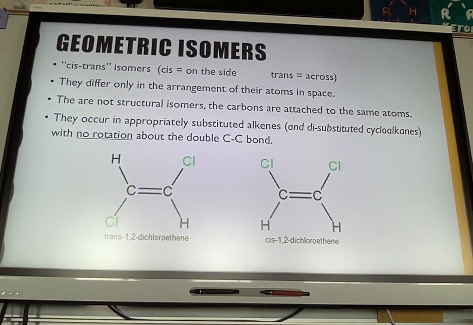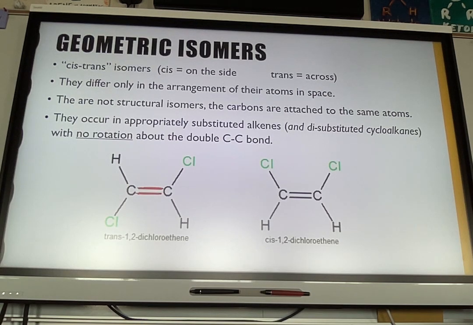Well, here's a new thing. This is called a geometric isomer. Geometric isomers tell us whether the molecule is cis, which means it's on the same side, or trans, which means it's on a different side. And that's why those molecules were drawn the way they were earlier. This is because you cannot rotate around a double bond. When you try to rotate around that, it doesn't work.